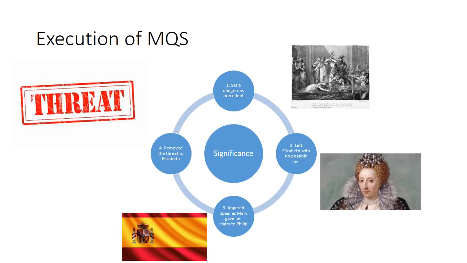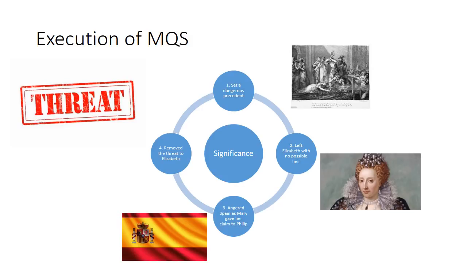So the last but not least is the execution of Mary, Queen of Scots herself. Now, Elizabeth was very, very reluctant to actually sign the death warrant. In fact, there's lots of debate about whether she actually did. The reason for this was it set a dangerous precedent. She was worried that potentially in future years she might be executed, and she didn't like that. The other reason was obviously that Mary was a family member, her cousin, and it left Elizabeth with no possible heir.